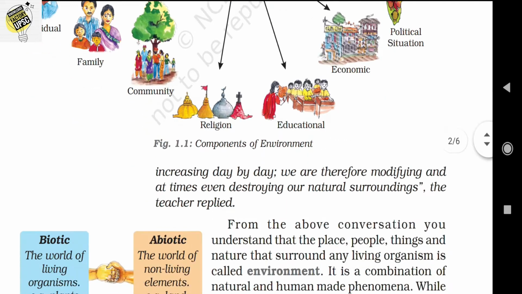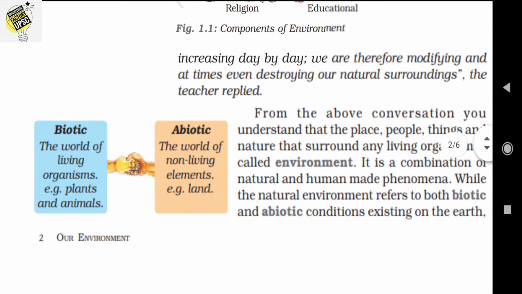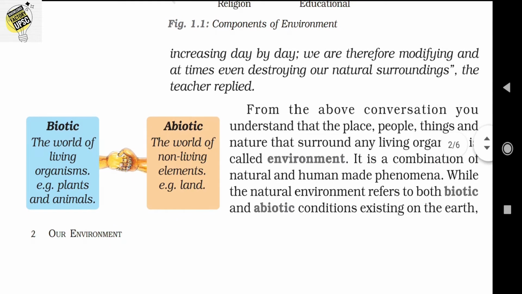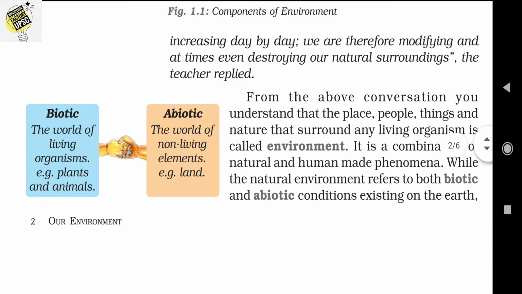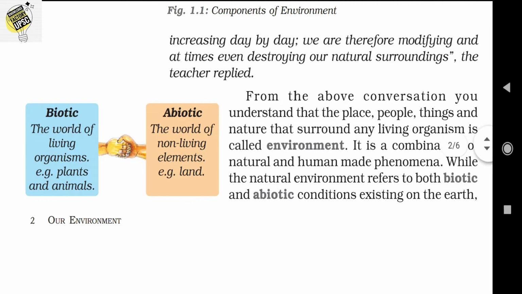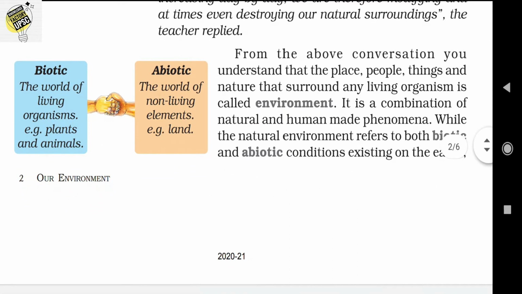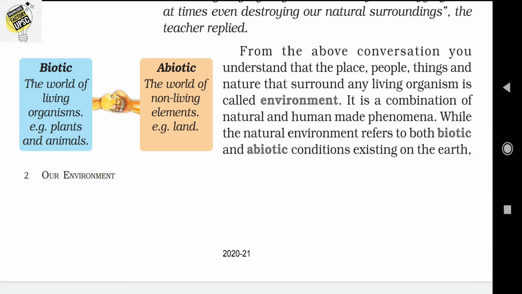Okay, so let's look into the continuation from the above conversation. That means there is a conversation above that which is not very important, so I have skipped that. Okay, so we understand that the places, people, things, and the nature that surround any living organism is called environment. So what is environment? Nature that surrounds any living organism is called environment. It is a combination of natural and human-made phenomena, while the natural environment refers to the biotic and abiotic conditions existing on the earth.